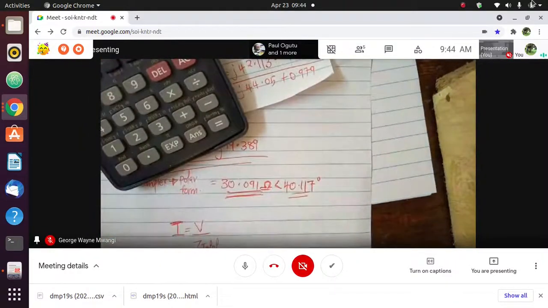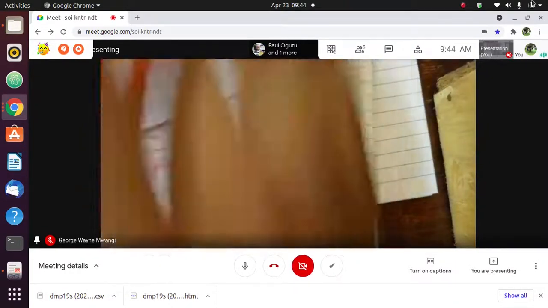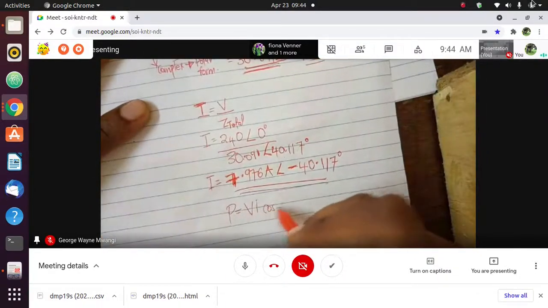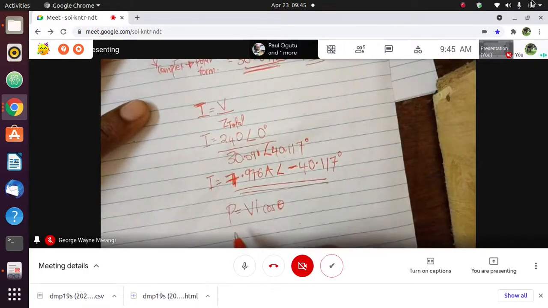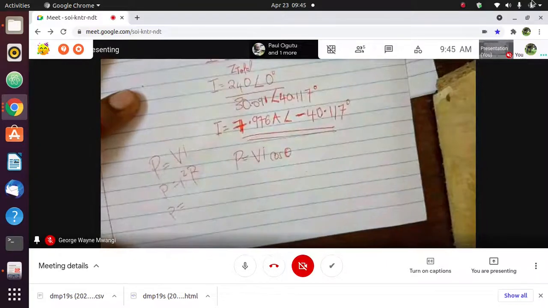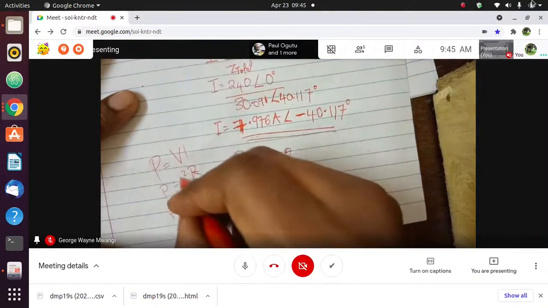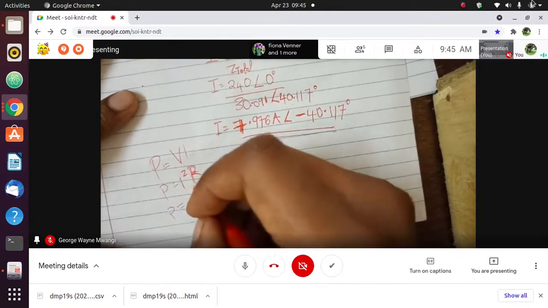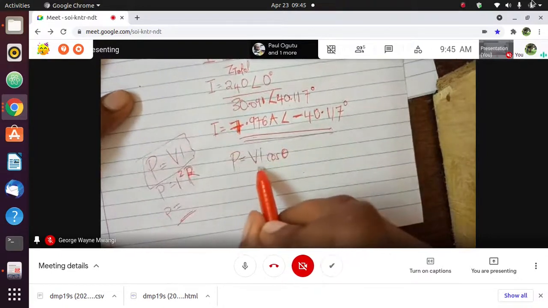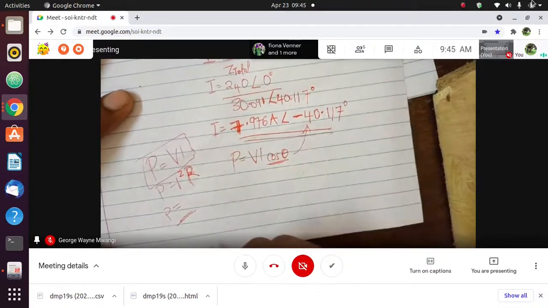Now the second question was asking us to find the input power. The power is given as VI cos theta, or the cos of that angle. We know that power is equal to VI, or it is equal to I squared R, or it is equal to, what is another formula of finding power? Power is equal to VI, power is equal to I squared R, I can't remember the other, but the one that we're interested in is P equals VI cos theta, because the current is lagging the voltage at a certain angle, so we have to include that angle.